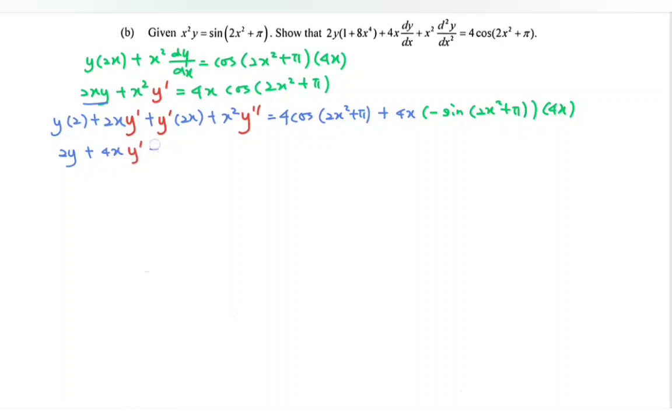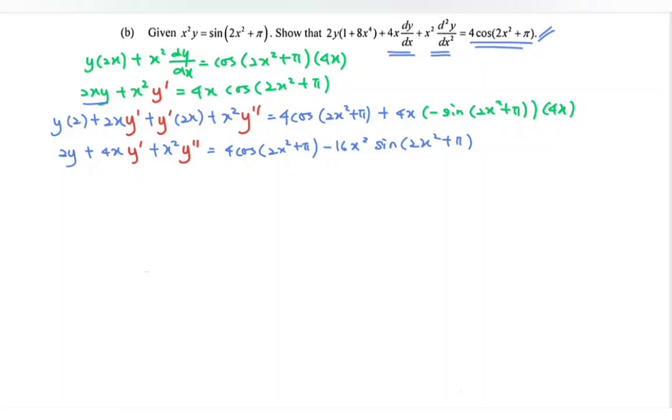Continue. We have plus x squared, then we have y double prime. Continue. Rewrite the situation. We have 4 cos bracket 2x squared plus pi, and then minus 16x squared multiplied with sine bracket 2x squared plus pi. So kindly refer to the question in here. So kindly check the situation. We already achieved the 4x divided by x. We have already achieved the x squared for the second derivative. Next, we already achieved this part, 4 multiplied with cos bracket 2x squared plus pi.